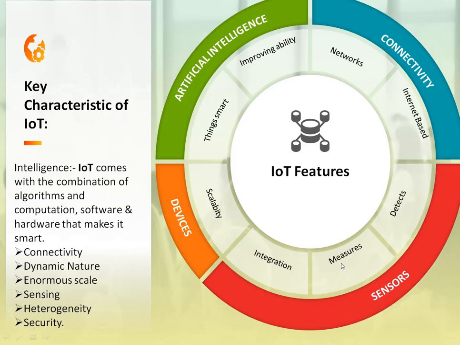Next, key characteristics of IoT. IoT comes with a combination of algorithms and computations, software and hardware that makes it smart. These are the key characteristics of IoT: artificial intelligence, connectivity, sensor, and device. These four are IoT features actually.